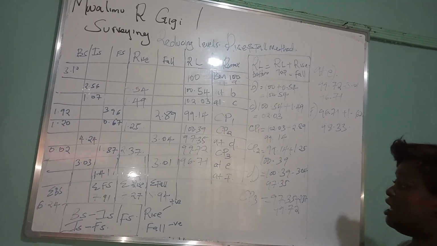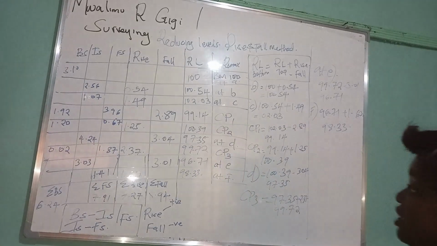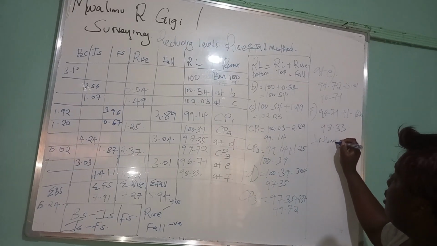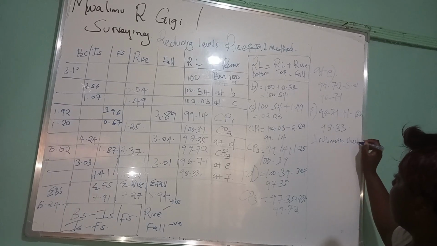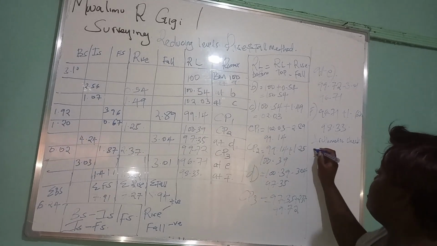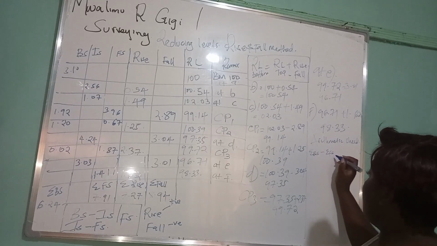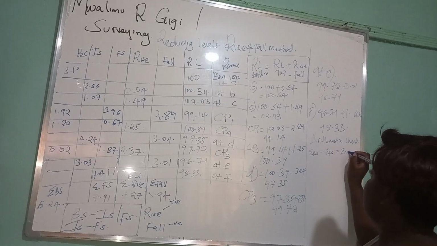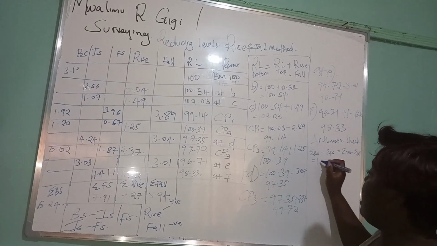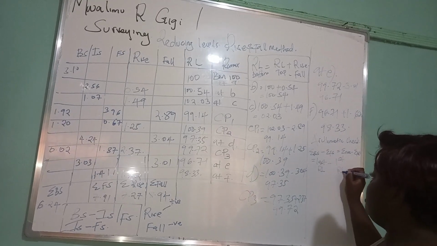So we want to check. We want to perform the arithmetic check. So the arithmetic check for the rise and fall method is the sum of backside minus the sum of foresight should be equal to the sum of rise minus the sum of fall, which should be equal to the last reduced level minus the first reduced level.